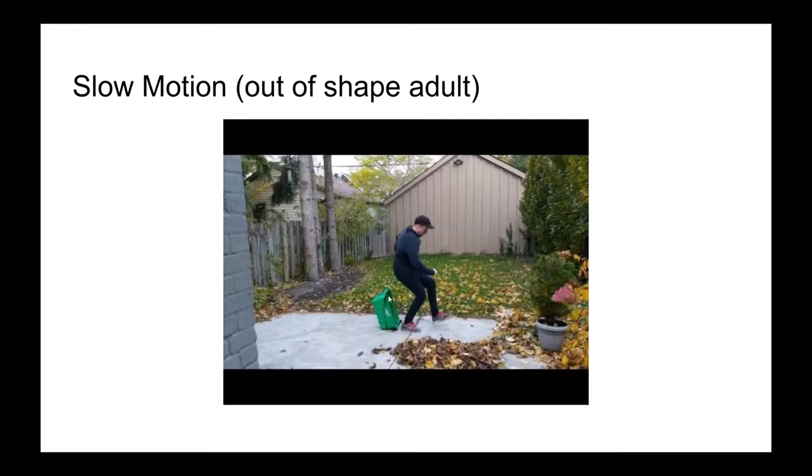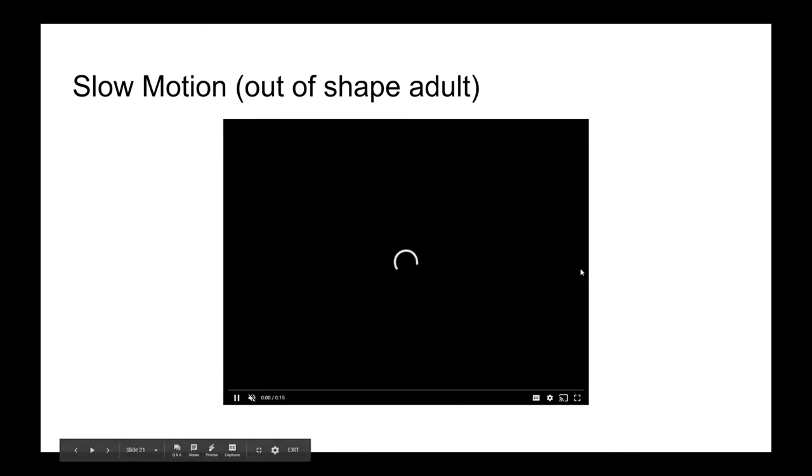All right, so I did it height-wise, and this is from the fall. I think it's right after Thanksgiving, so I probably needed to do a bunch of jumps at that point. So we have slow motion, out of shape, adult. Okay, so here we go.